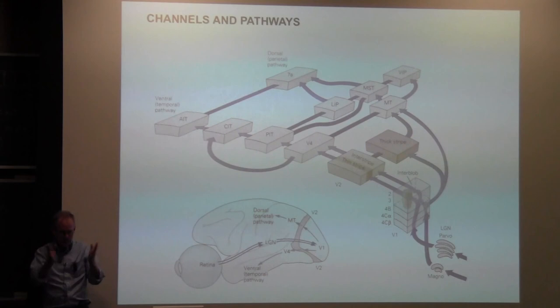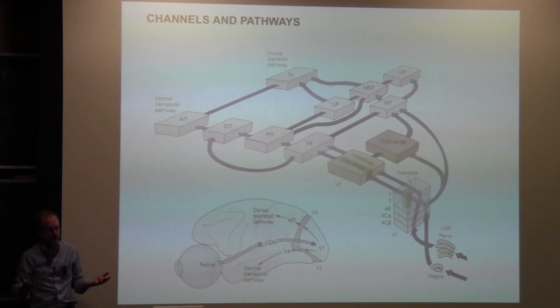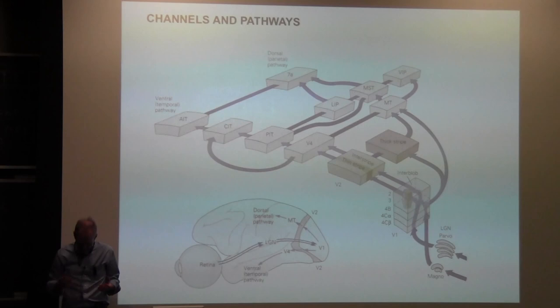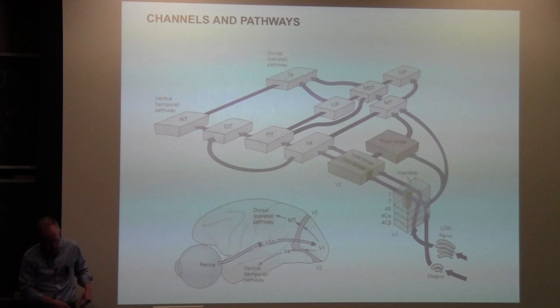a motion pathway that carries information about how things are changing through time, a form or shape pathway that carries fine spatial detail that lets you recognize things in a very acute manner, like distinguishing different people's faces, and a color pathway that carries color information.